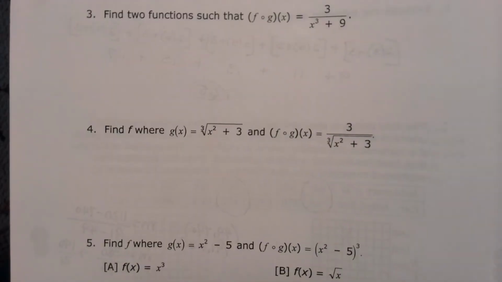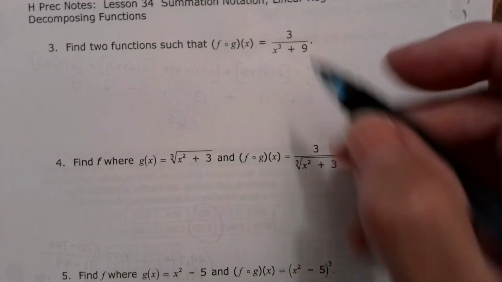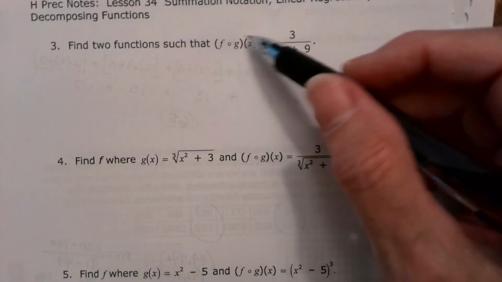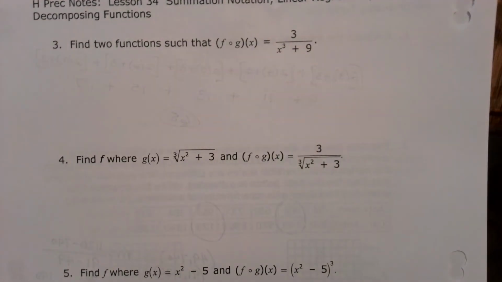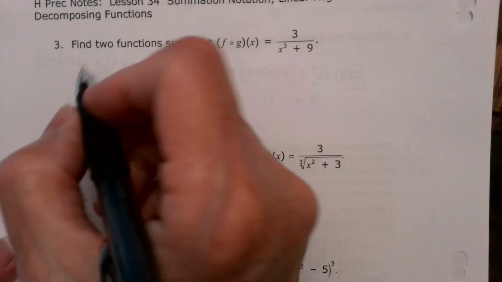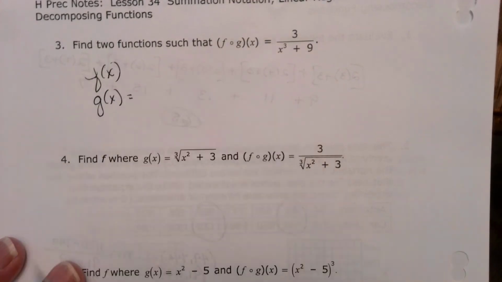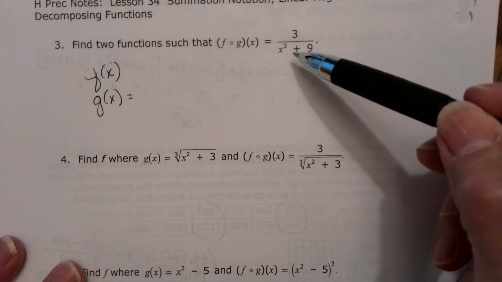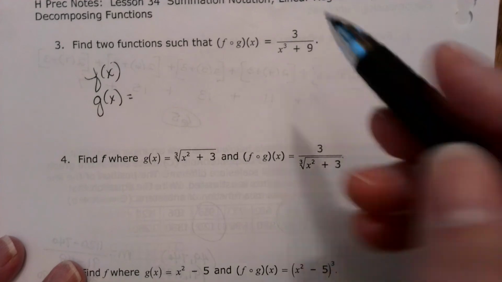Now we're talking about decomposing functions. So what they're saying to you is, they're not giving you f of x and g of x. They're giving you f circle g of x. And you've got to figure out what it was. So the thing to do is, you're going to have an f of x and a g of x. Whatever the more complicated portion is, like the more complicated part is the denominator. So we're going to make all of that my g of x.